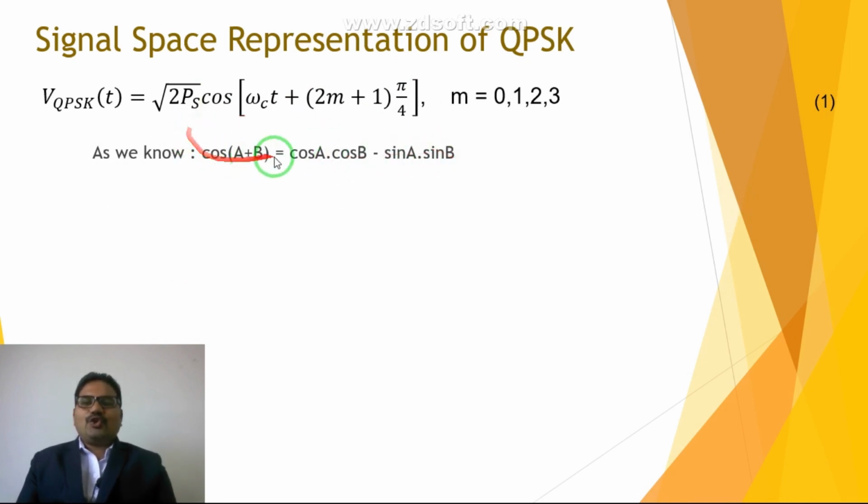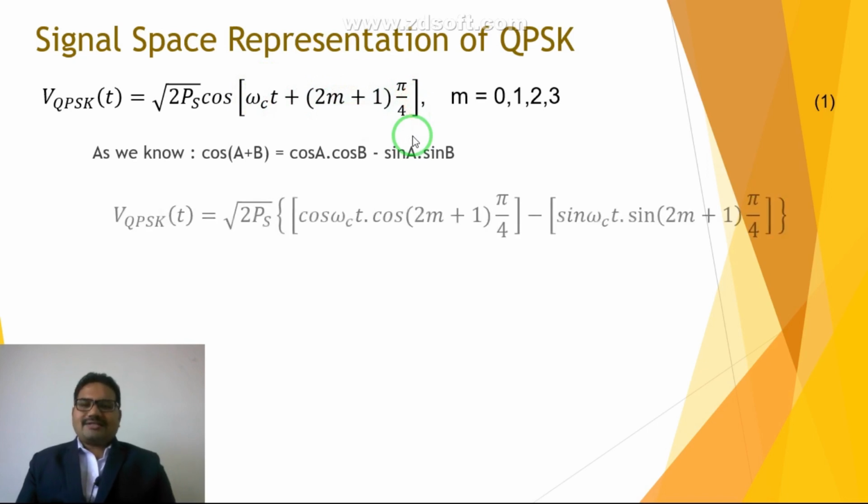So let's apply this trigonometric standard to cos of, say, a is nothing but your omega ct and b is nothing but your (2m plus 1) pi by 4. So applying this, you can get the equation like cos omega ct into cos (2m plus 1) pi by 4 minus sine of omega ct into sine of (2m plus 1) pi by 4. Make it as equation number 2.